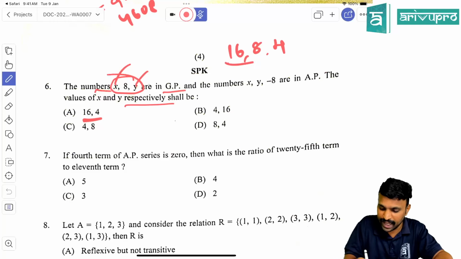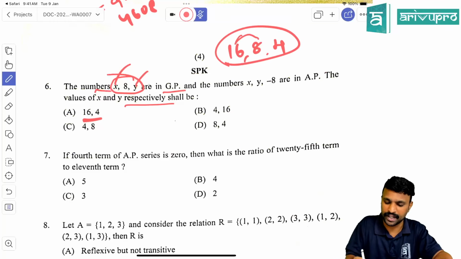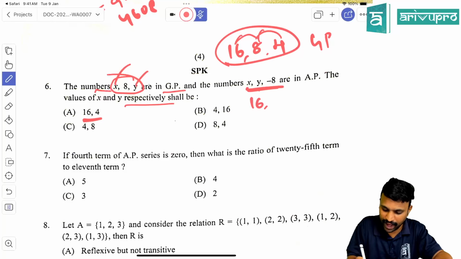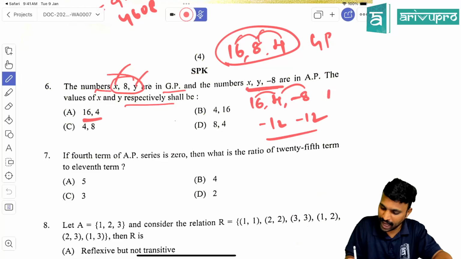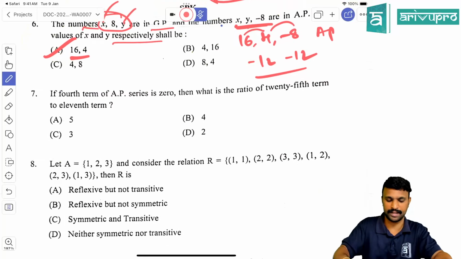So are they in GP? First of all, 8 by 16 is 1 by 2, 4 by 8 is also 1 by 2, they form a GP. Now if I substitute the values of x, y here, 16, it is 4 and minus 8. Are they in AP? Of course. 4 minus 16 is minus 12, minus 8 minus 4 is minus 12. So obviously they form an AP. That means option A is the right answer.